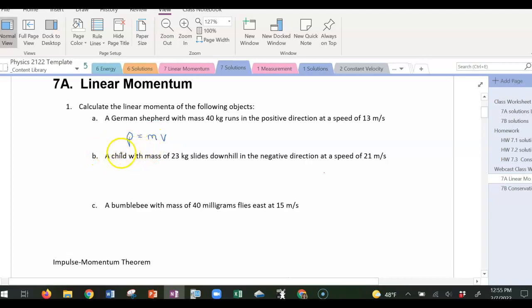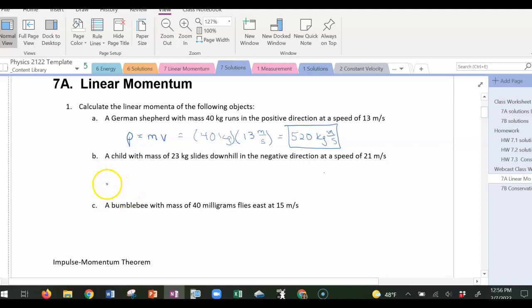First here we have a German Shepherd. It has a mass of 40 kilograms, and it is running in the positive direction at a speed of 13 meters per second. That means that its velocity is a positive 13 meters per second. When we multiply this, we see that the German Shepherd has a momentum of 520 kilogram meters per second. And kilogram meters per second is the appropriate unit of measure for momentum.